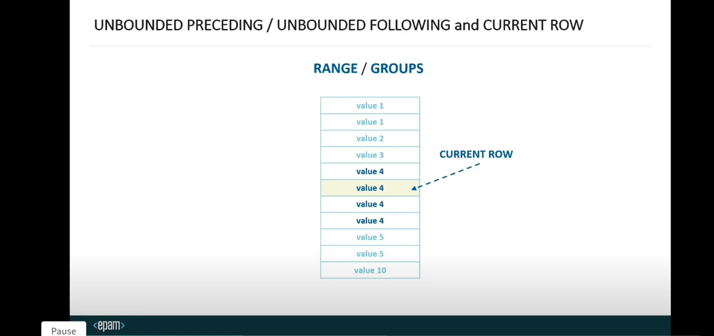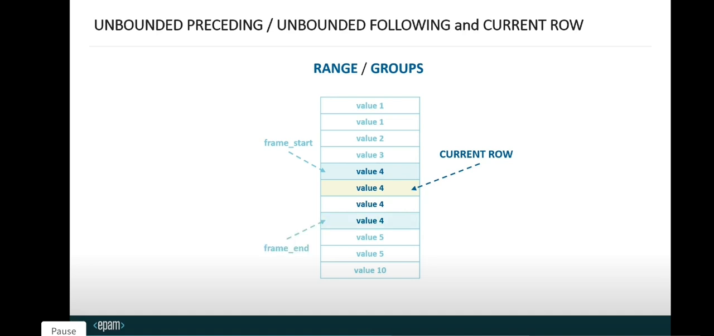The range or groups mode defines the first related line as the beginning of the frame. The related line is the one which, when sorted according to the order by option specified for the window, is considered to be equal to the current one. Without order by, this means that all rows of the partition are included in the frame because all of them are considered related to the current one. In a sorted column with repeating values, the window will not start directly in the current row, but in the first row with a value of 4.